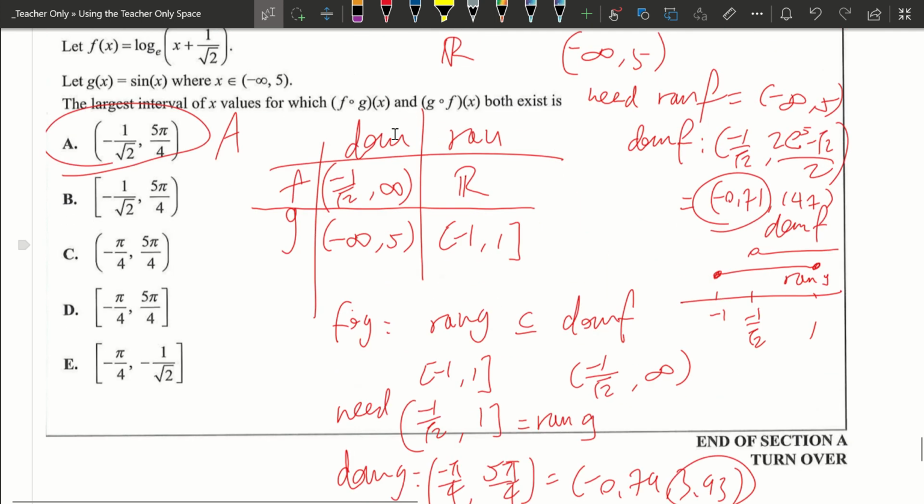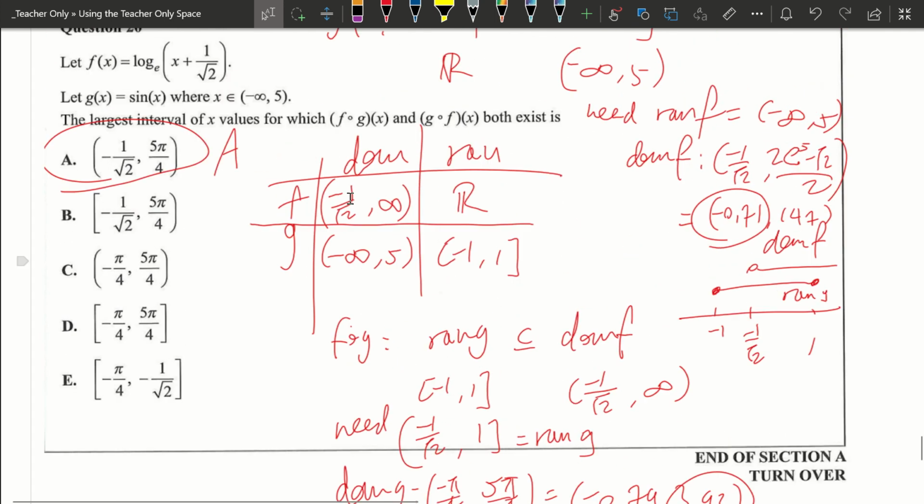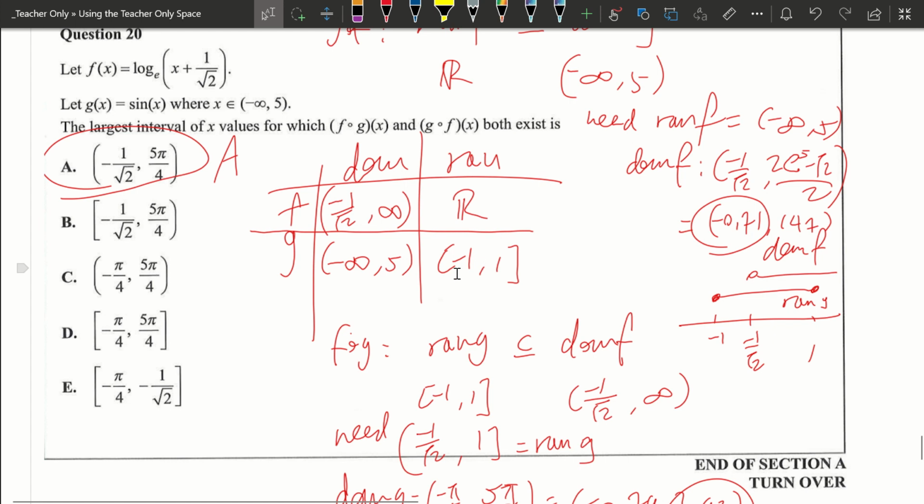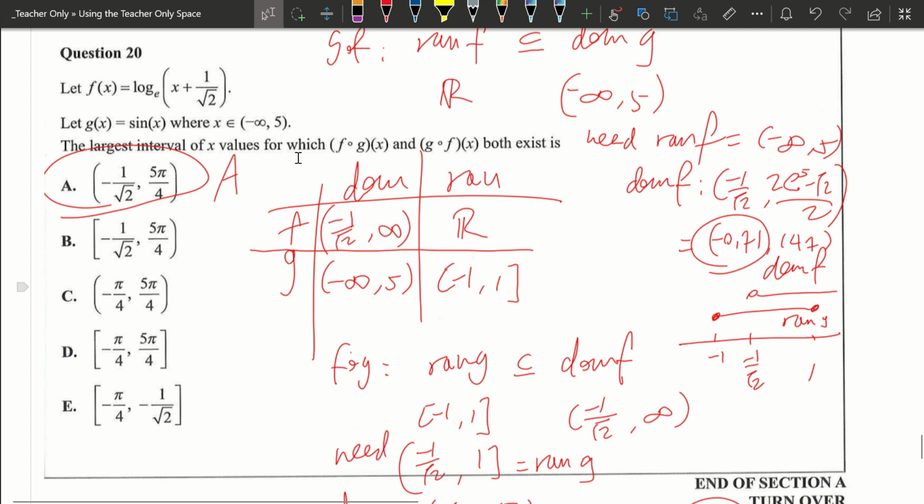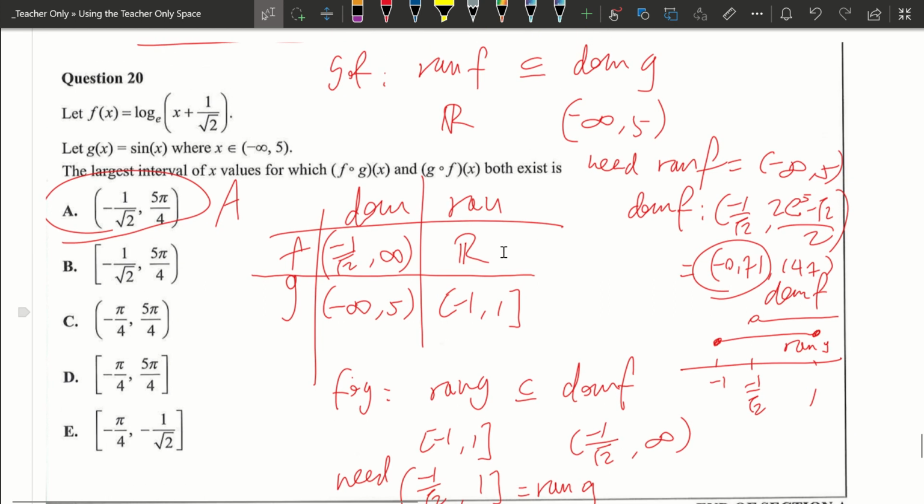Okay, so here's what we do. We draw a table: domain, range, fg. So we draw domain of f, domain of g, range of f, range of g. We write it down. So the implied domain for f is this, because you need the stuff inside the brackets to be bigger than 0. Otherwise, the log function doesn't work. There's nothing going on with the x. X can be anything. It's by itself. You just need x plus 1 over root 2 inside brackets to be positive. So that's the domain. And the range is R. It's a log function, so it goes up and down to infinity.